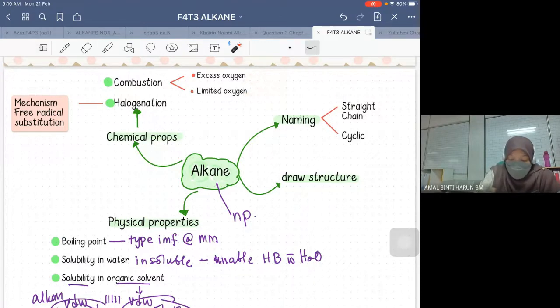Nanti kita tengok soalan tutorial. And then the halogenation, you ada free radical substitution. Okay. The only reaction that has free radical substitution is only in alkene.